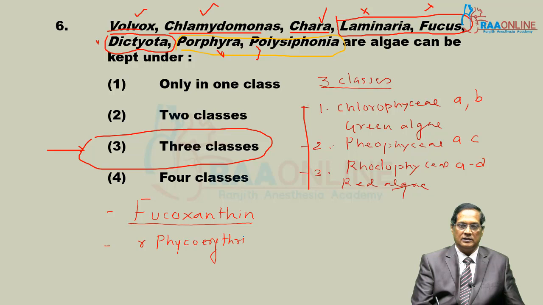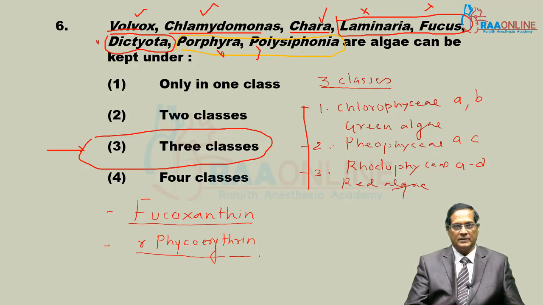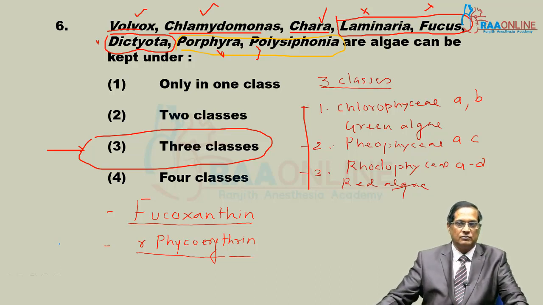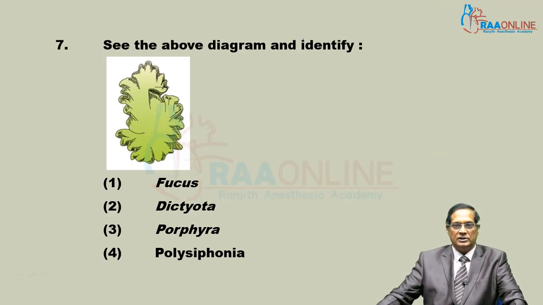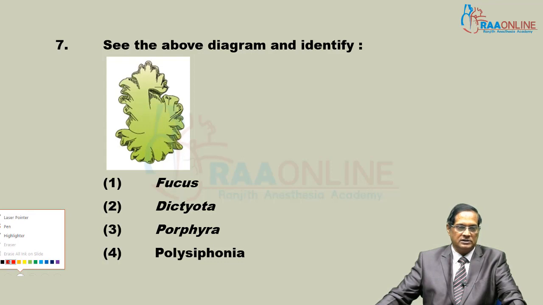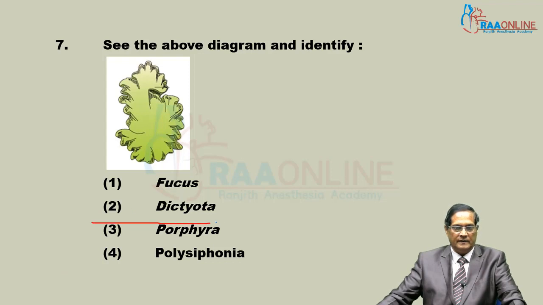R-phycoerythrin. This is the red pigment, that's why the red algae are red. Now come to the 7th question. See this structure. This structure is given in NCERT and it's an example of porphyra. See all 9 pictures in your NCERT book: 3 from green algae, 3 from brown algae and 3 or 2, I think 2 from red algae.